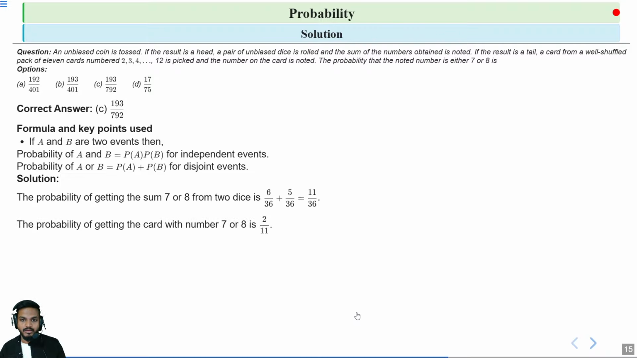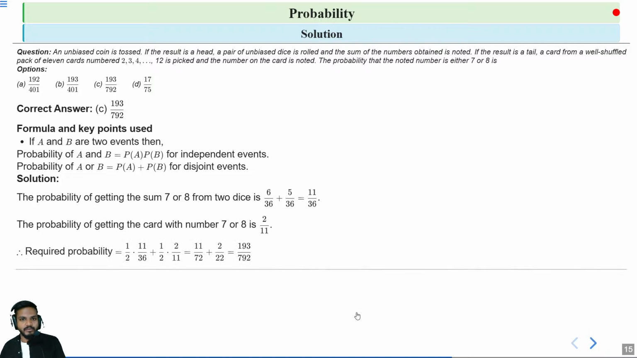Now the second case is also possible, that is the probability of getting the card with number 7 or 8. When you get tail, we pick a card from a well shuffled pack of 11 cards with numbers 2, 3, 4 up to 12. From these cards, taking 7 or 8, total 2 are possible, and the total number of cards is 11. So the probability is 2 by 11. Clear?